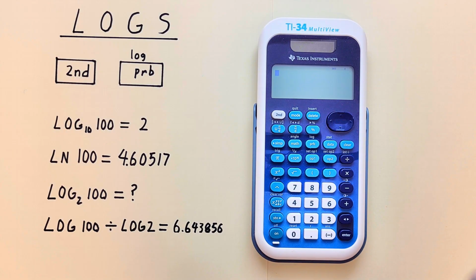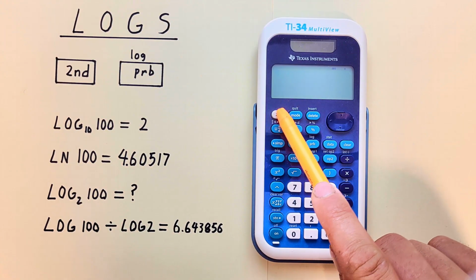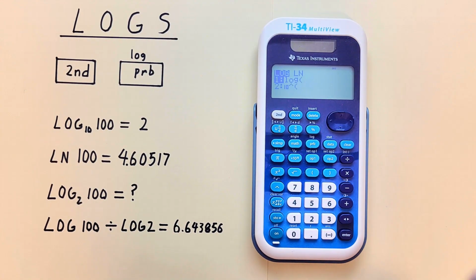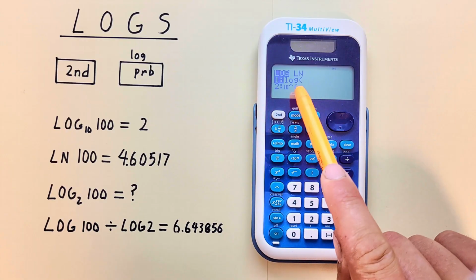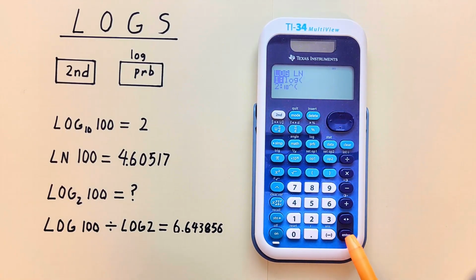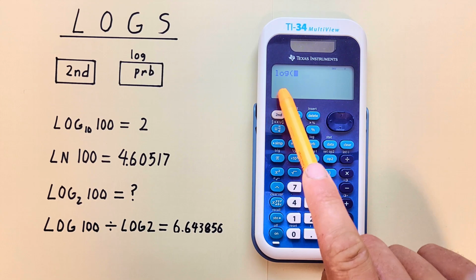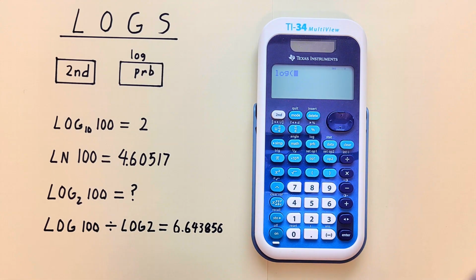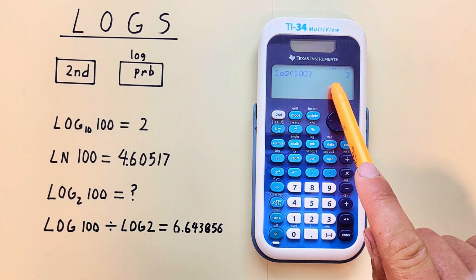Getting started, if we just want to do a basic log, which is a log base 10 of, for example, 100, so log of 100, all we have to do is go second, and then PRB, and then from this menu here, choose number 1, log. So we can just hit enter. Now we see log on our screen, and like we said, the base log is base 10, so we just go ahead and enter the 100, close our bracket, and hit enter. And we see the log of 100 is equal to 2.